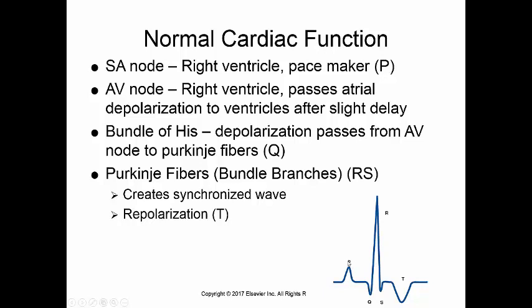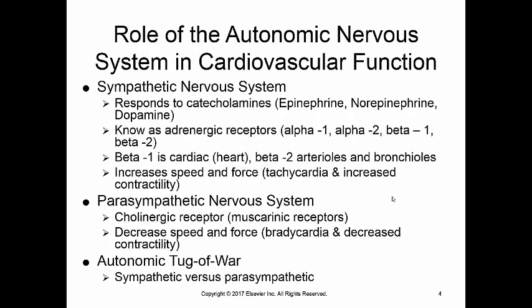We have one P to one QRS complex to one T. Remember, that is going to be a sinus rhythm. And any alterations to this would be what we would call an arrhythmia. There is no direct nervous input into the SA node. However, the sympathetic and the parasympathetic nervous system through various hormones do have an effect on the SA node and the heart in the way it's going to be.